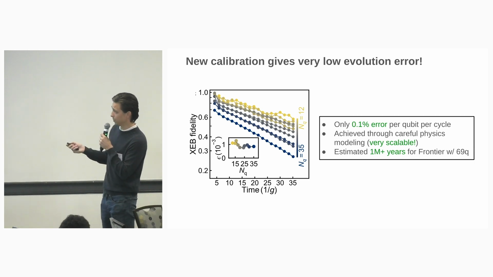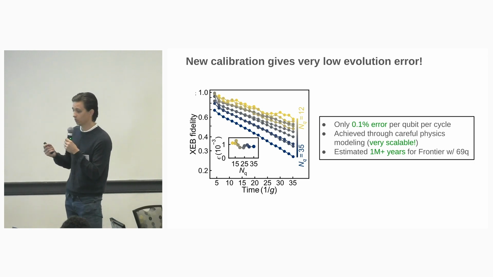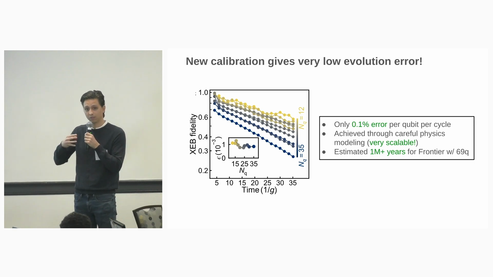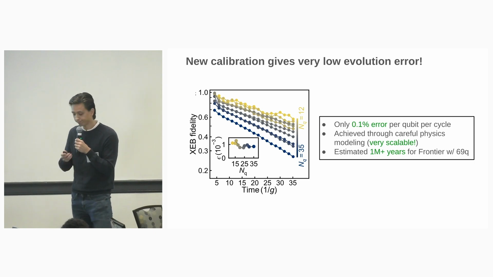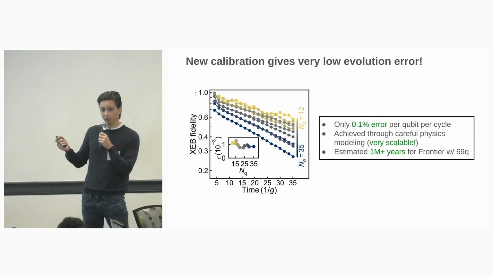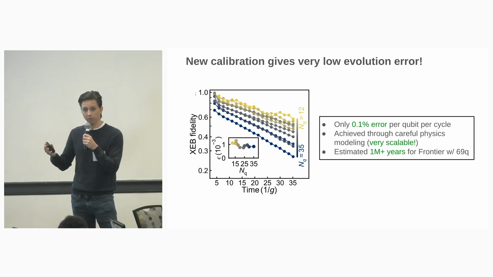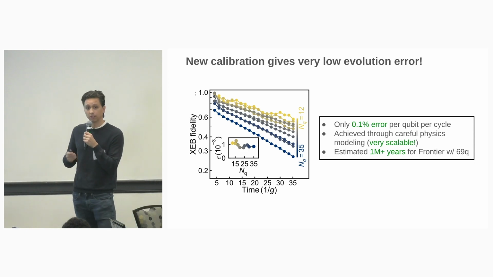I want to emphasize that this was really achieved through mainly just very careful physics modeling. The reason why that's important is that physics modeling is very scalable. So compared to some kind of blind optimization scheme where the number of parameters scales poorly with system size, here we really have a very, very scalable scheme. So this combination that we have here of fast entanglement growth, very high fidelity, makes this very computationally complex. And if you want to estimate this with the same fidelity, we find that this takes an estimated more than 1 million years on Frontier at the full system size of 69 qubits.